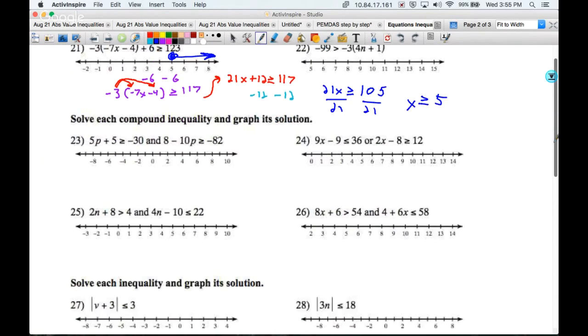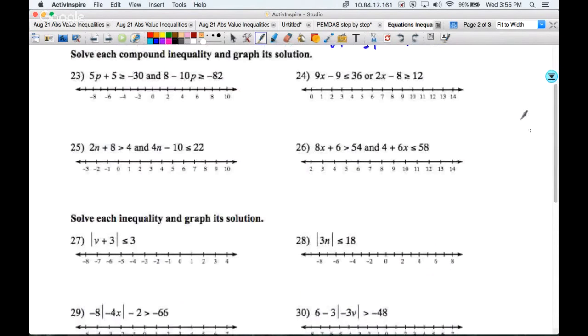All right, solve each compound inequality and graph its solution. So for these, we just want to solve them separately and then keep the correct word in between them. I'll do our OR problem. It's the only OR problem in here. So I want to just kind of solve these each separately.